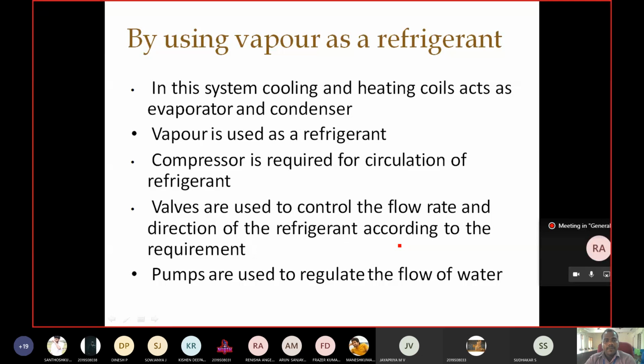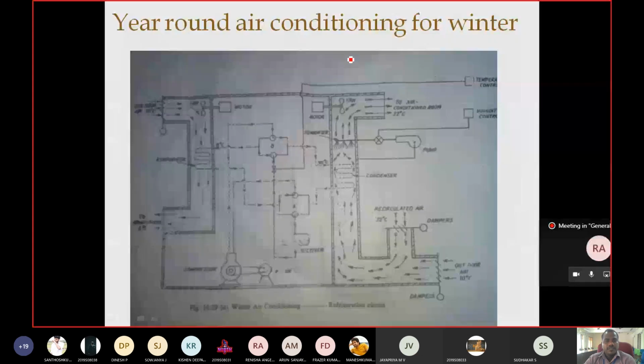Then vapor is used as the refrigerant here. The compressor is required for the circulation of the refrigerant. Then the valves are used to control the flow rate and the directions of the refrigerant according to the requirements. Pumps are also used to regulate the flow of water. So actually this is your year-round air conditioning water in winter circuit.